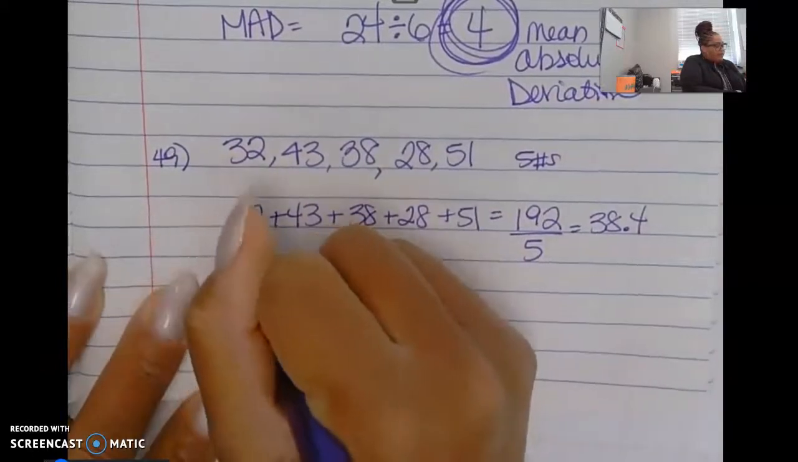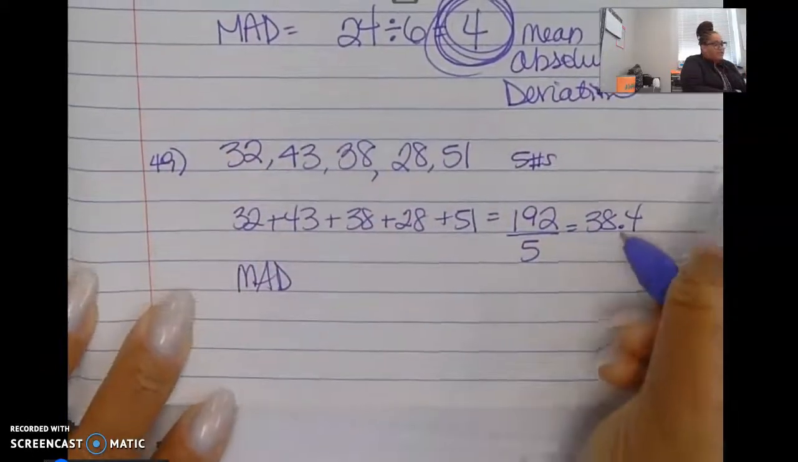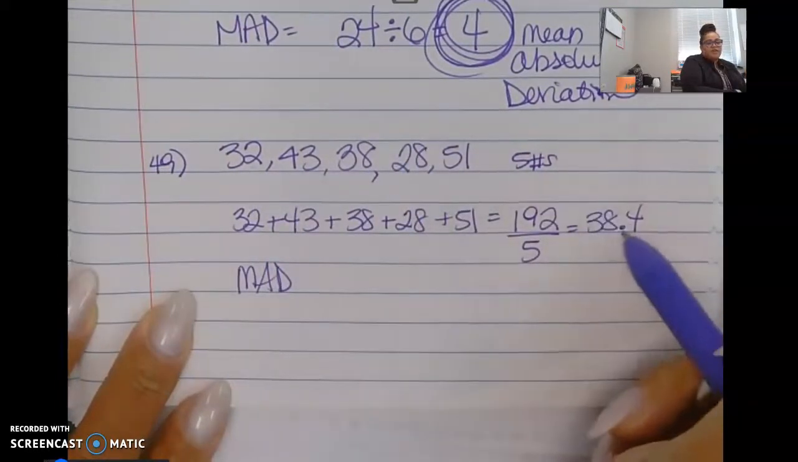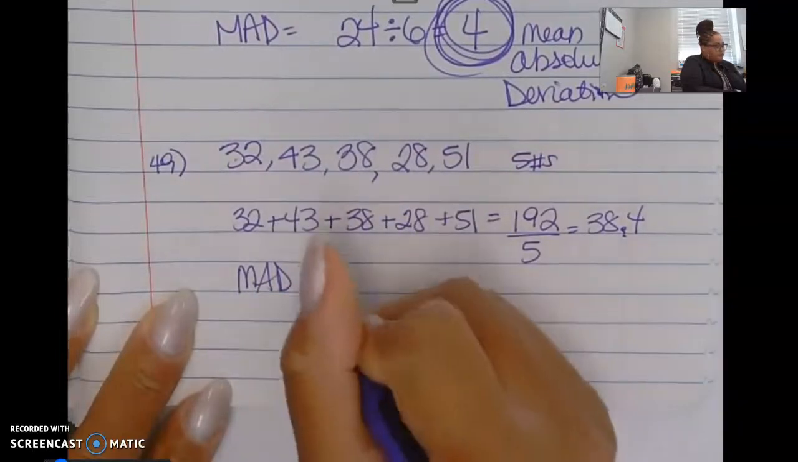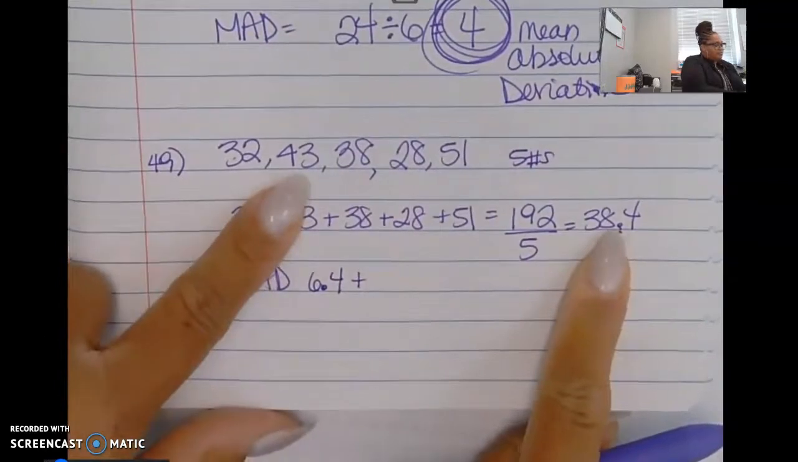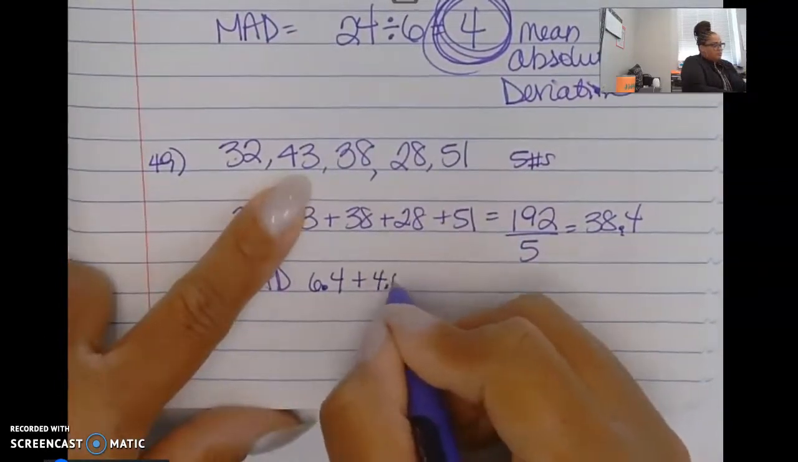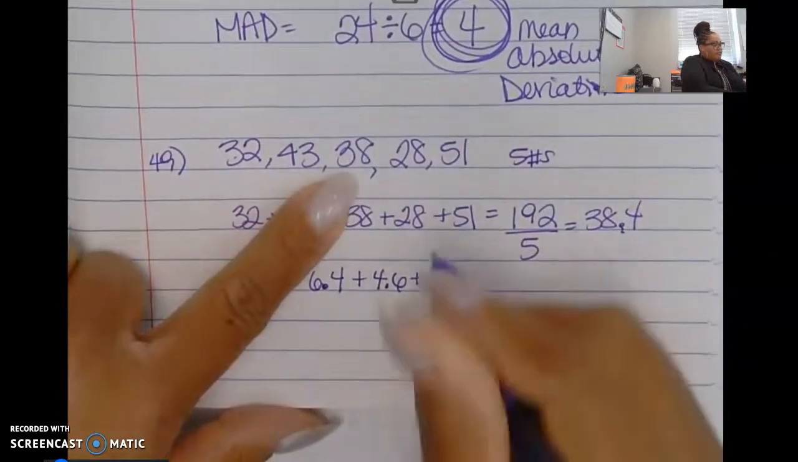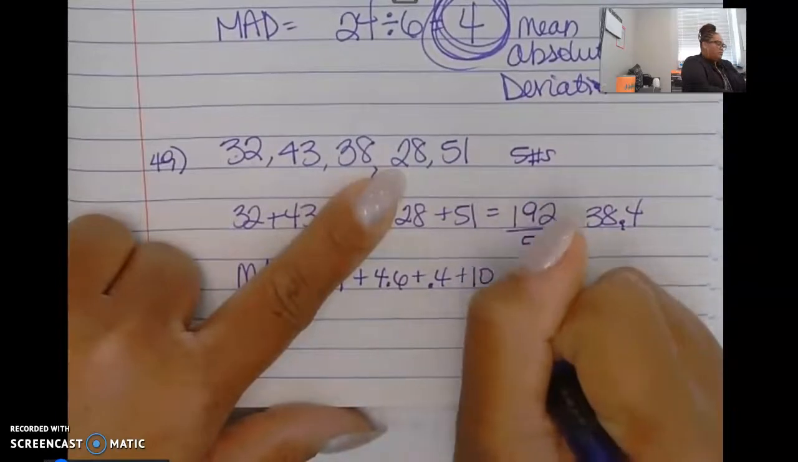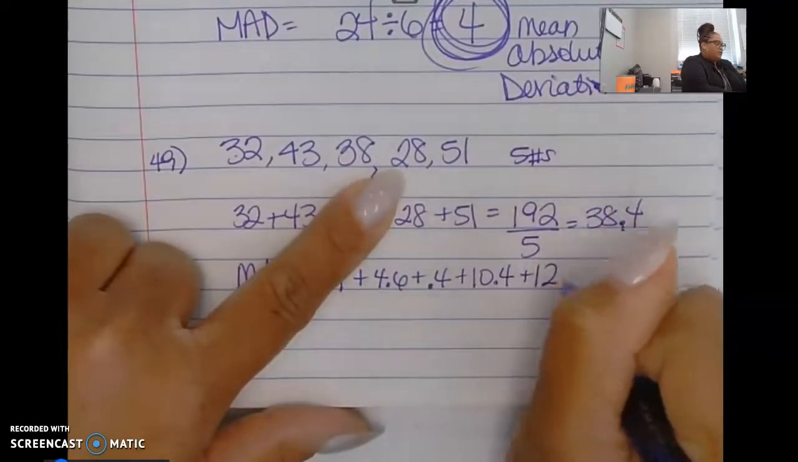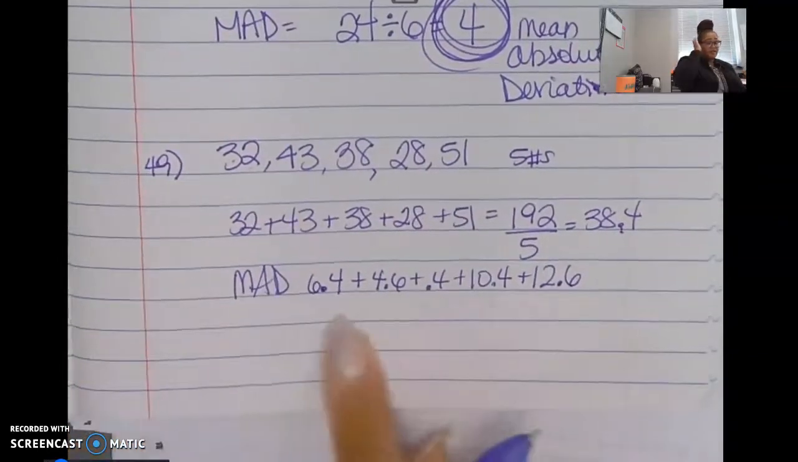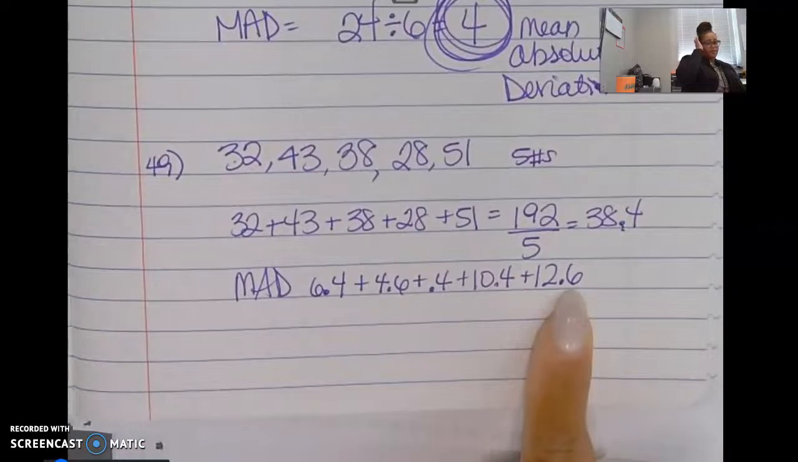Okay, now my mean absolute deviation is going to be calculated as this difference from these specific pieces of data. So how far apart is 38.4 and 32? 6.4. 6.4 plus 4.6 from here, from here. 10.4. 12.6. That's a big deviation there because it's pretty big. 12 is bigger than all the other numbers. 51 and 38 are pretty far apart.